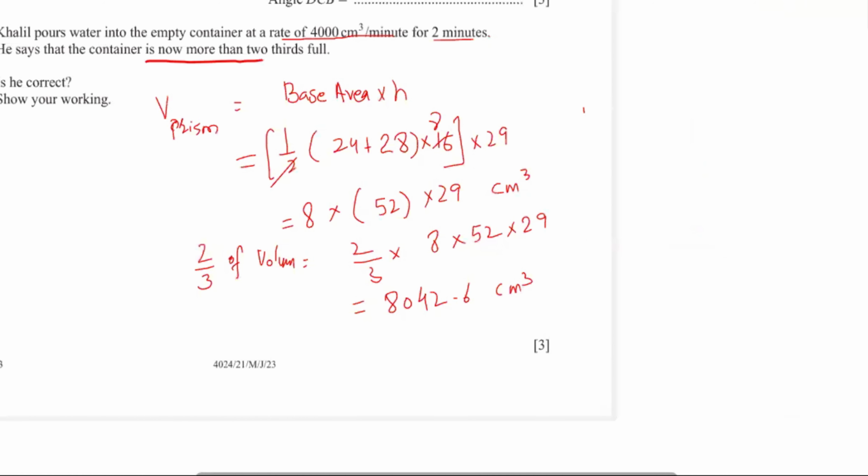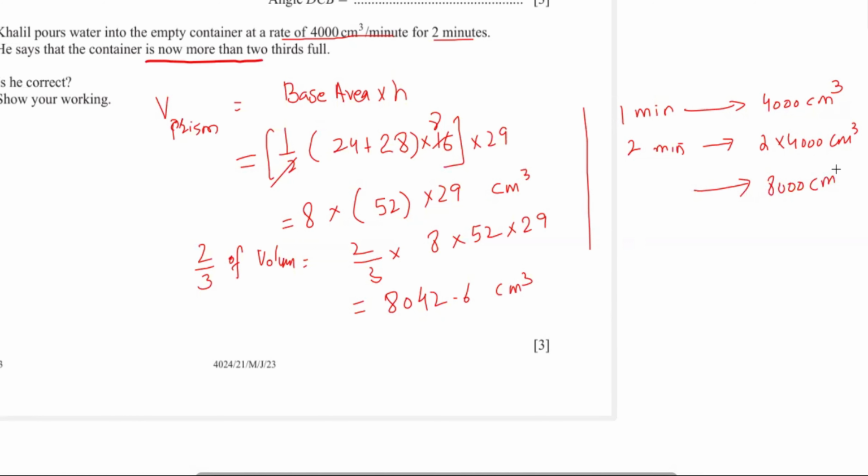Khalil poured water into the empty tank at a rate of 4,000 cubic centimeters per minute for 2 minutes. Now we see that in 1 minute, 4,000 cubic centimeters of the container fills. In 2 minutes, that will be equal to 2 multiplied by 4,000 cubic centimeters, and this value will be equal to 8,000 cubic centimeters.